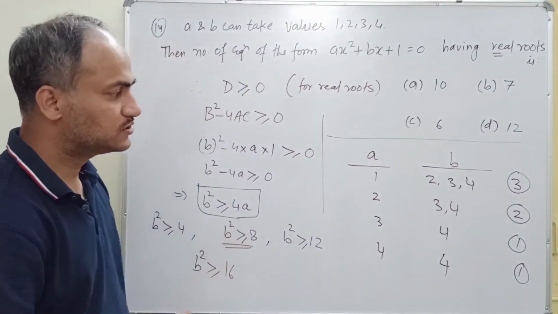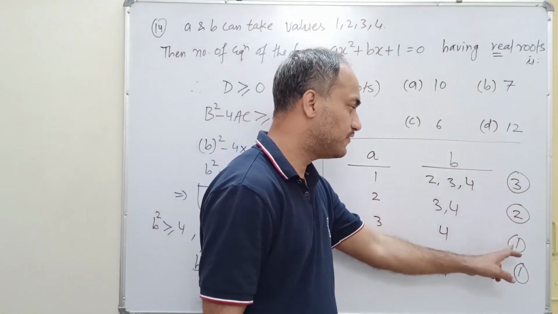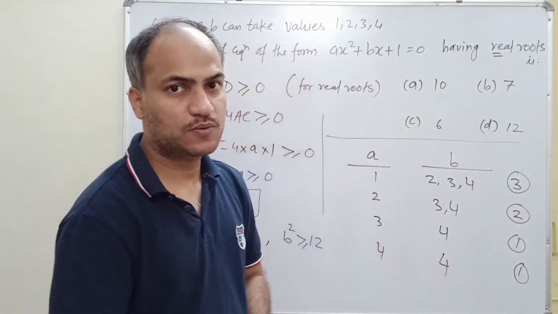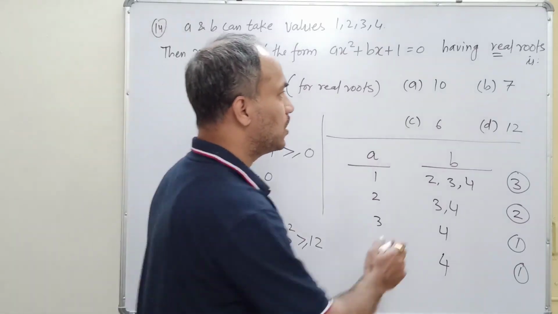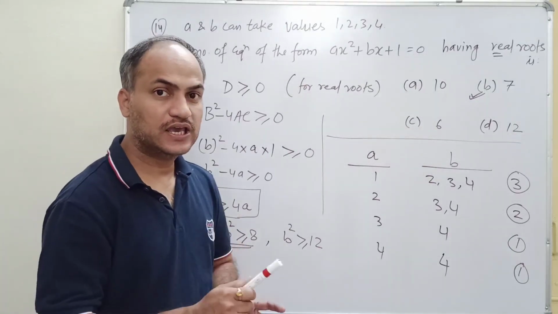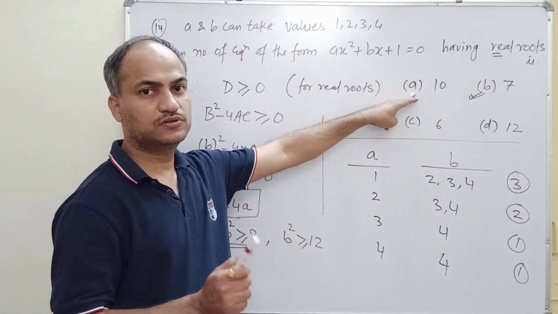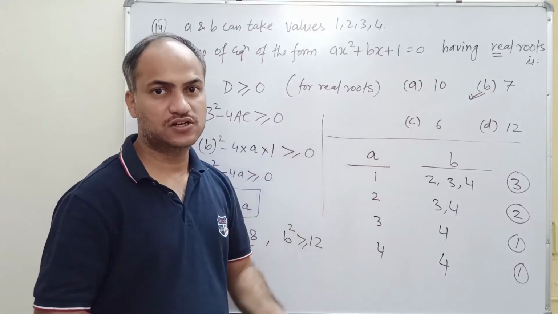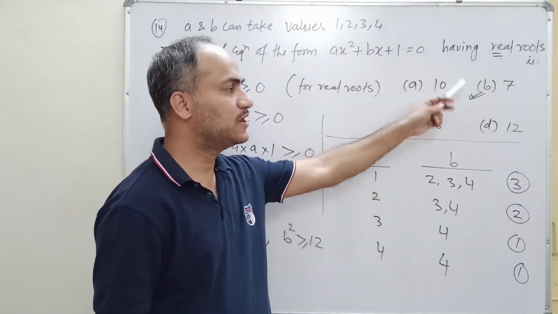So what is the total here? 3 plus 2 is 5, 5 plus 2 is 7. 7 equations are possible here. So this option is correct. Again the answer given is wrong. In the book the answer is given as A and that is a wrong answer. The correct answer is B, 7.